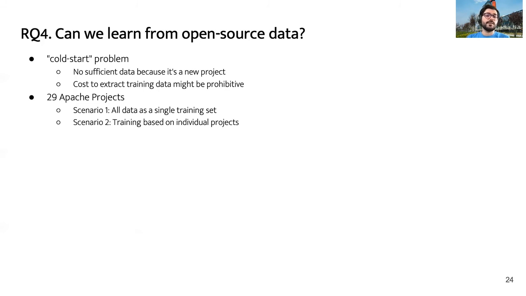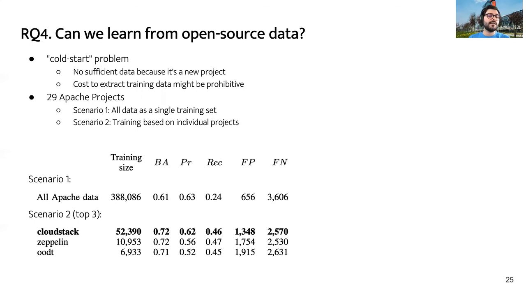Finally, we explored whether we can train a model based on open source data in case there is no training data available. And for that, we used data from Apache projects. So in one experiment, we combined all data sets together as a single training set. And in another experiment, we trained the models based on the individual projects. So here I'm highlighting just the main results of this experiment.